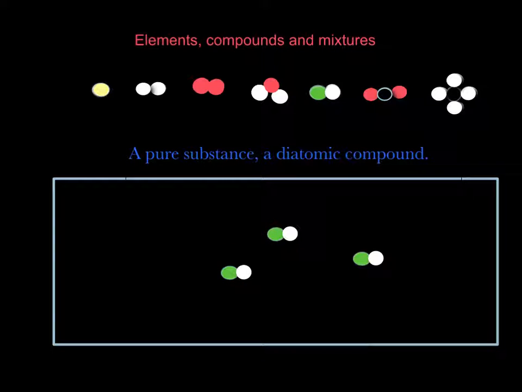I chose this for a pure substance and diatomic compound because it is a pure substance because it only contains one type of molecule, and it's a diatomic compound because it has two particles that are both different in one molecule.